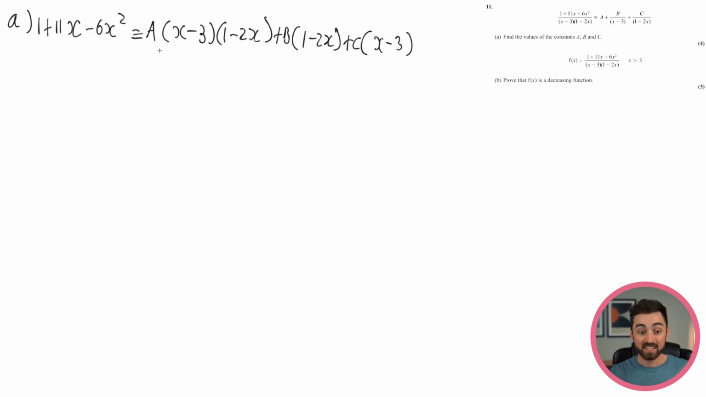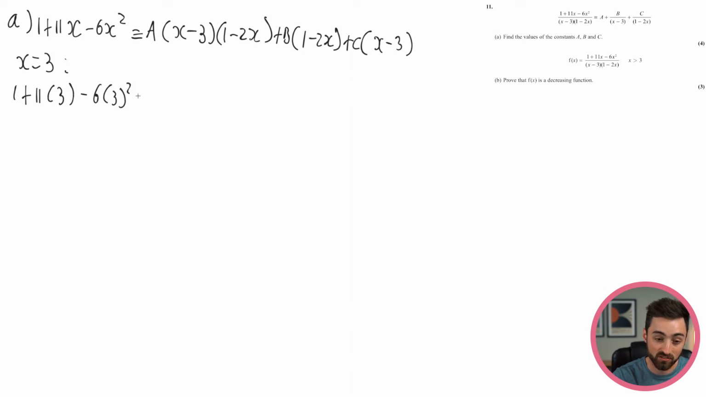Because what that means is, to get these values of a, b, and c, I can just sub in whatever I want as x, something that's going to make my life easy. For example, if I sub in x equals 3, it's going to get rid of this term, and this term, because 3 minus 3 is 0. So the only unknown constant left in my equation is this b. Doing this, I would get 1 plus 11 times 3 minus 6 times 3 squared equals b times 1 minus 2 times 3. So not too bad, is it?